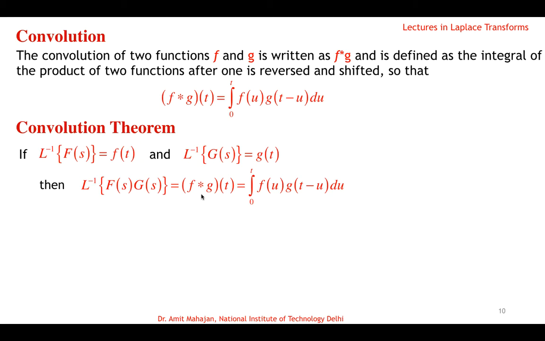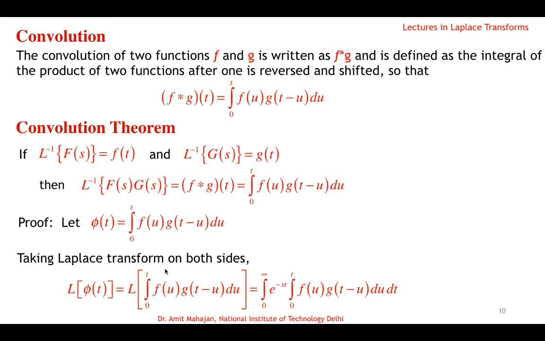To prove this, let this integral be equal to some function phi. So let phi of t be this integral from 0 to t of f of u g of t minus u du, and then we'll prove that the Laplace of this function is the product F(s)G(s). If I operate on both sides with Laplace, the right side will be F(s)G(s), and then the inverse operator immediately gives this result. So we take the Laplace on both sides: Laplace of phi t equals Laplace of this integral.